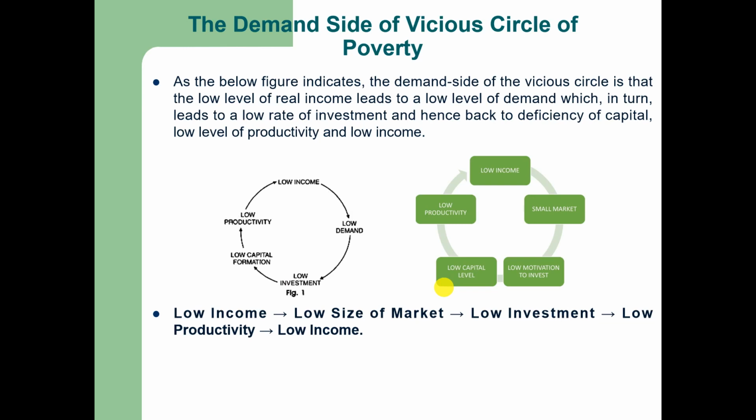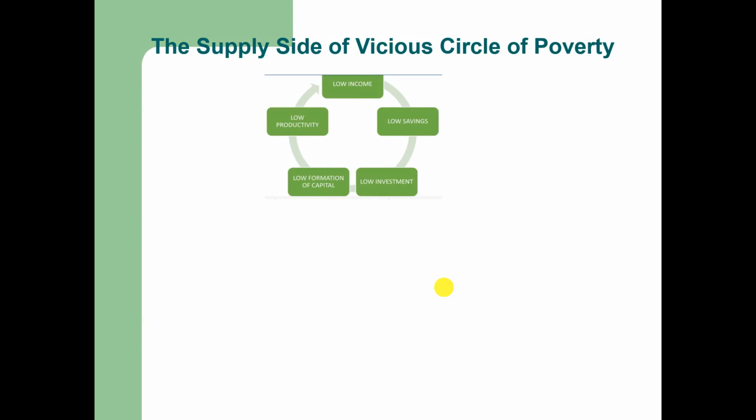Similarly, we can also explain the supply side of the vicious circle of poverty. Here is the figure that shows the vicious circle of poverty on the supply side, and it also starts with the low per capita income in the underdeveloped countries. When there is a low level of income, there will be a low level of saving. When the level of saving is low, there will be low investment, and when there is low investment, there will be low capital formation, and when capital formation is low, there will be low productivity, and that in turn will result in low income, and the vicious circle of poverty is complete on the supply side.